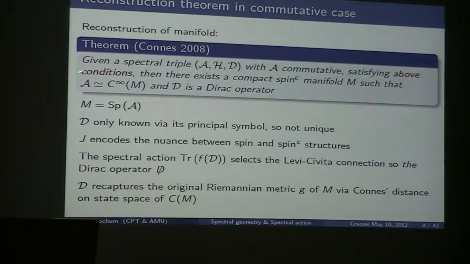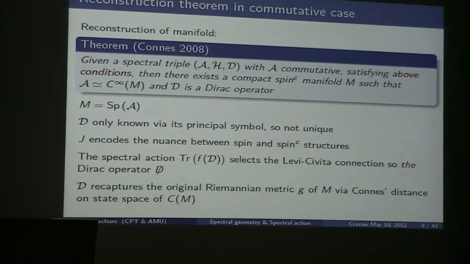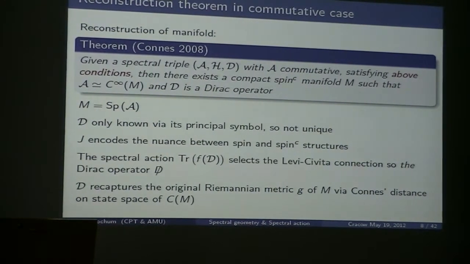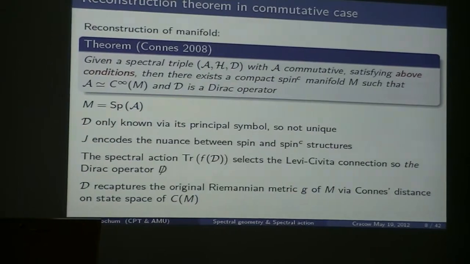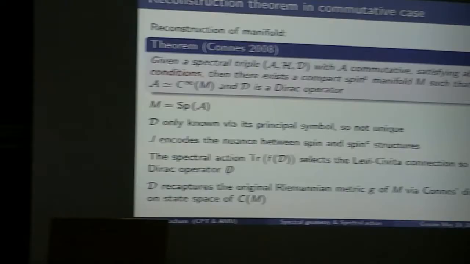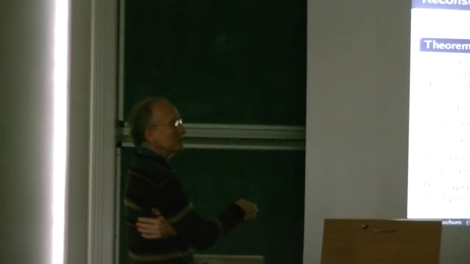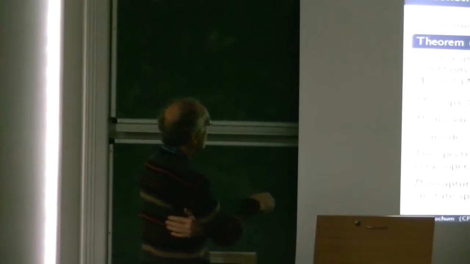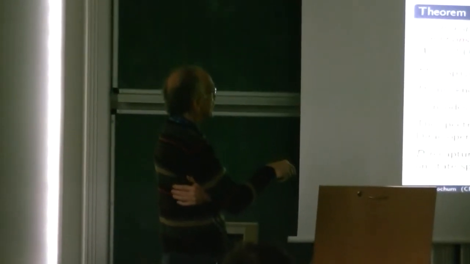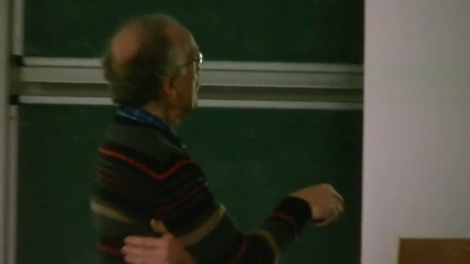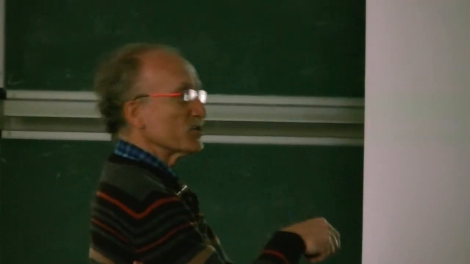What's the result? When you have a spectral triple, and the only thing you know is that the original algebra is commutative, so you could think of it as a set of functions acting on your manifold, but you don't know that you have a manifold, which satisfies all the above conditions, on which I was lazy. Then there exists a compact spin-C manifold M such that A is precisely the smooth functions on M and D is a Dirac operator. Okay, so how to do that?